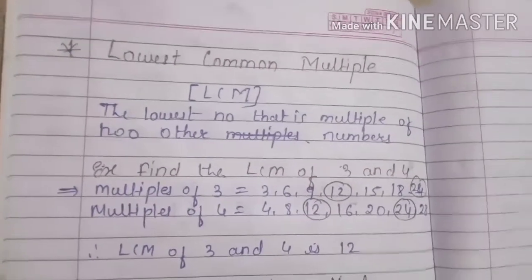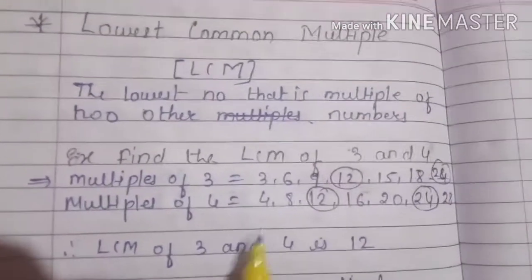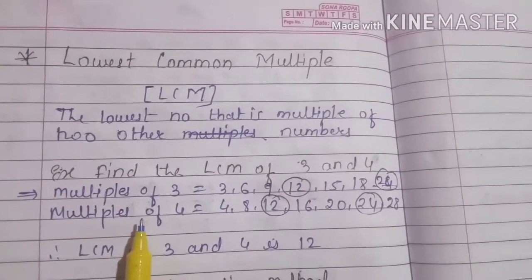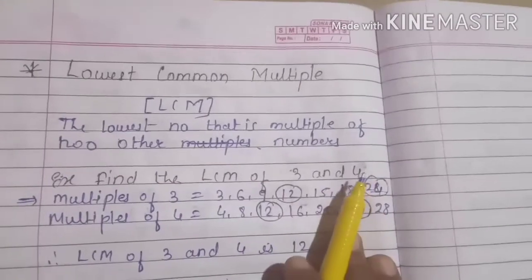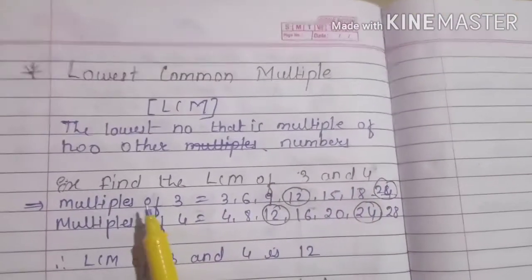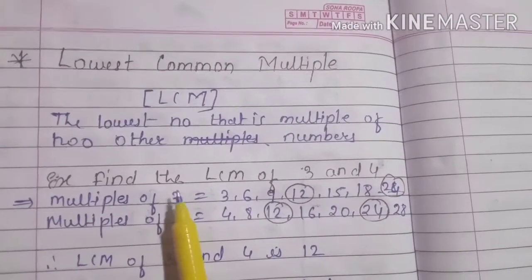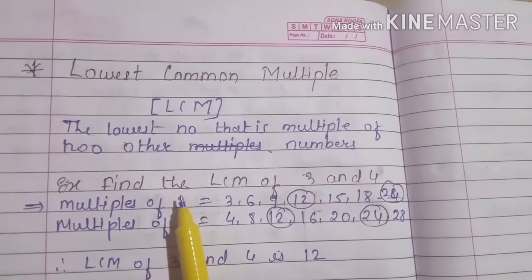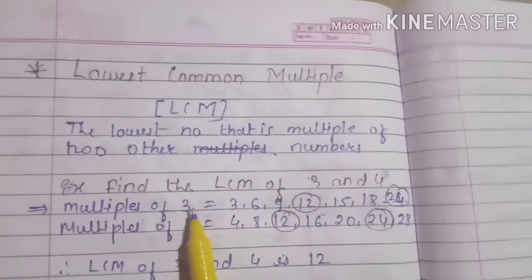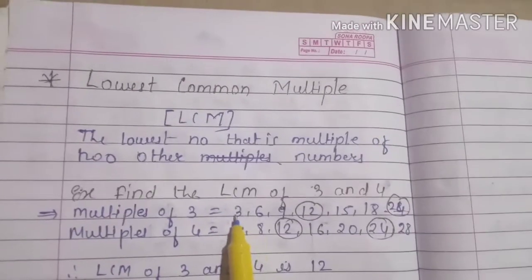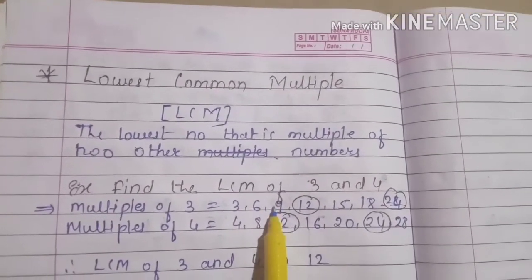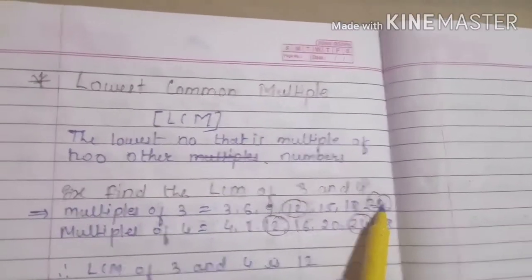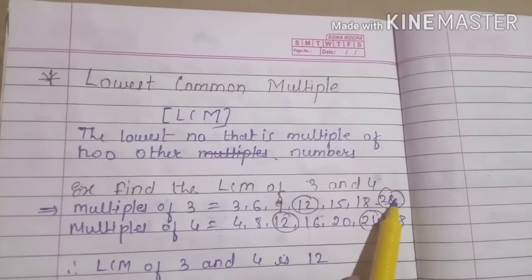Okay, so see here I have taken one example. Find the LCM of 3 and 4. First write down the multiples of 3. Multiples of 3 means you have to write down the numbers which can be divided by 3. So the multiples of 3 are 3 itself, 6, 9, 12, 15, 18, 21, 24, 27, 30, 33, 36, etc.